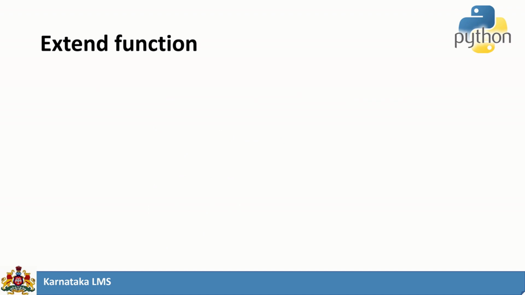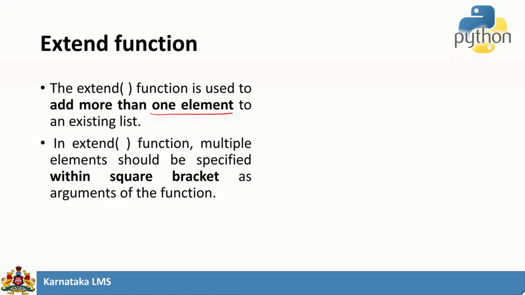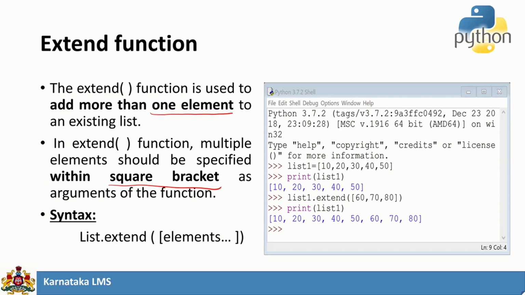Extend function. The extend function is used to add more than one element to the existing list. The append function can add only one element, but the extend function can be used to add more than one element. Here, in the extend function, multiple elements can be specified within the square brackets as given below. The syntax is list.extend of a set of elements within square braces.